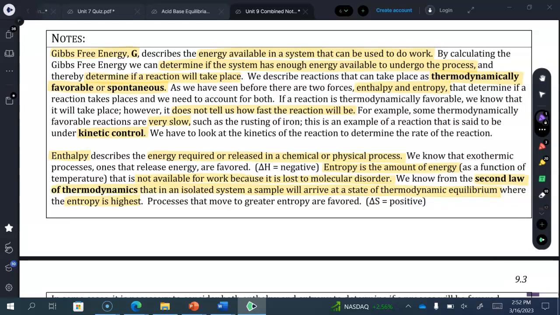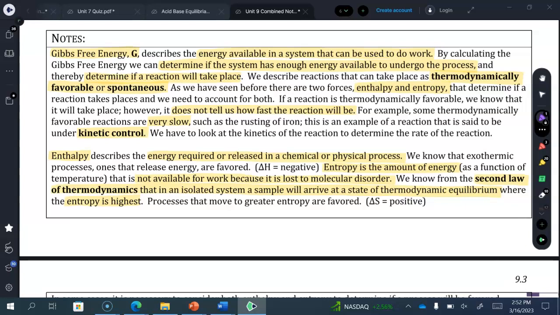Rusting of iron. This is an example of a reaction that is said to be under kinetic control. We have to look at the kinetics of the reaction to determine if that rate will determine the rate of the reaction. Okay, so it'll happen on its own.